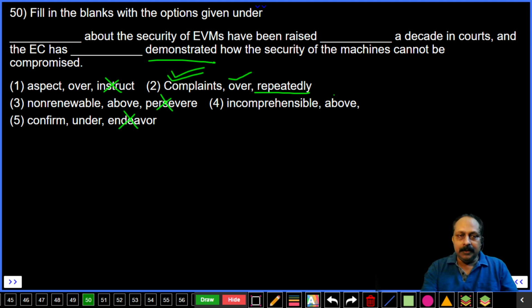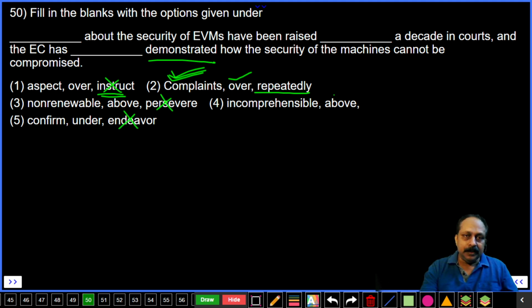Has instructed, demonstrated. Go with the third one, because when you read, you should know where to focus. Here the focus is on the third blank, has demonstrated. How? Definitely you need an adverb, for frequency or whatever. Then the last word should be an adverb. Instruct, not an adverb, and persevere, not an adverb. Only two words are there, so ruled out. Endeavor, not an adverb. Instruct, verb. And persevere, again verb. Endeavor, noun. Answer is what? Grammar knowledge helps. You can save a lot of time.